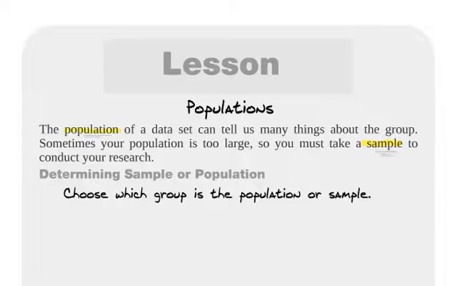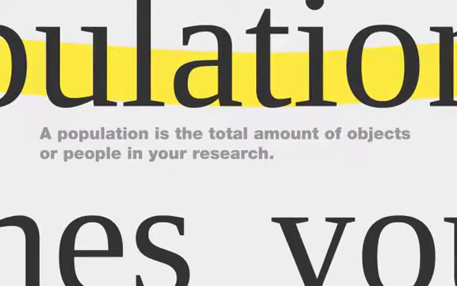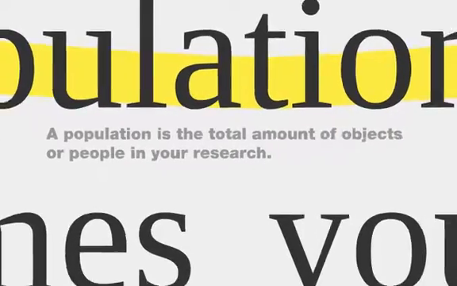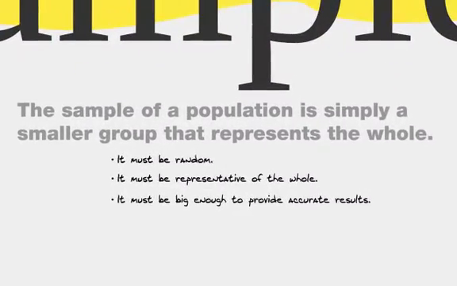All right, the population of data can tell us so many things about the group, but sometimes the population is too large, like the population of fish in the sea. You must first take a sample to conduct your research. Let's get a couple definitions down here. Population is the total amount of objects or people or things you're counting in your research. It's the total amount. Whereas a sample of a population is simply a smaller group that represents the whole.